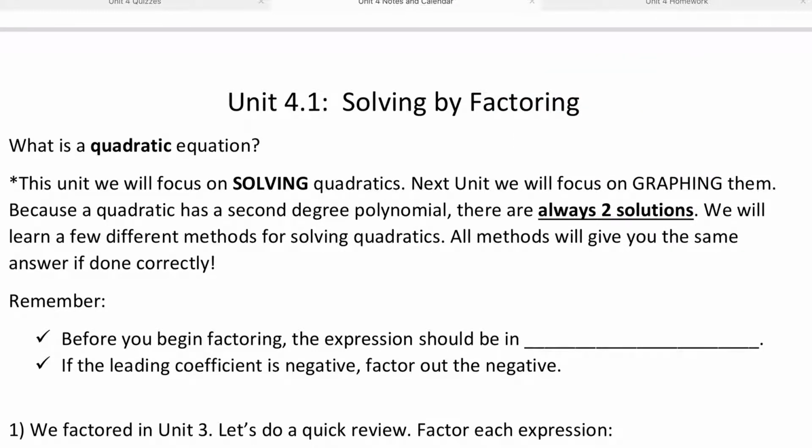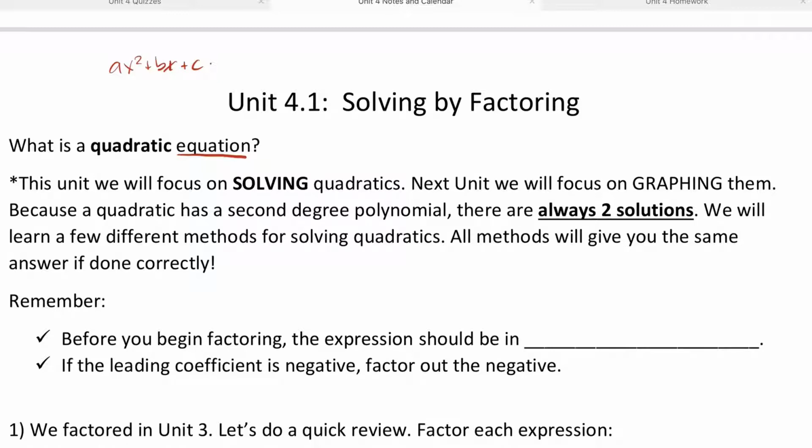Let's just get started. It says, what is a quadratic equation? Well, we've talked about that before, at least we talked about quadratic expressions. So maybe we should talk about that first. What's the difference between an equation and an expression? Because when we factored, we just used expressions, something like ax squared plus bx plus c. But when we're talking about equations, the only difference is that we're going to have an equal sign.